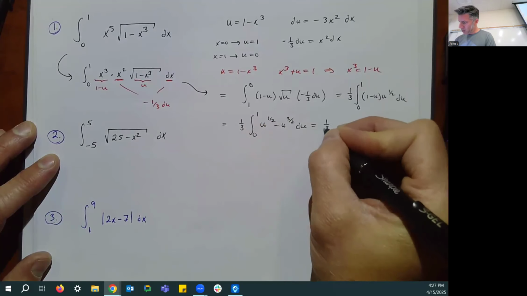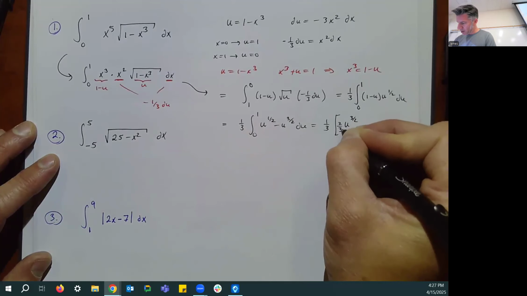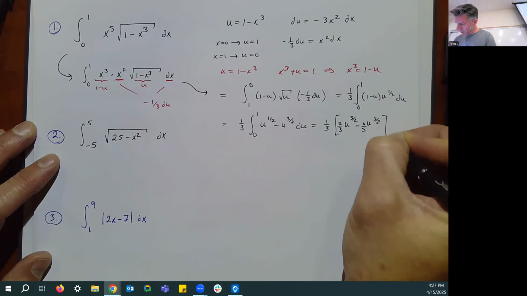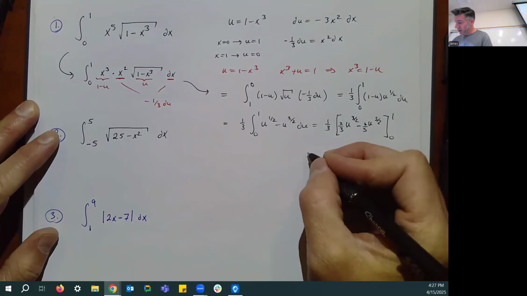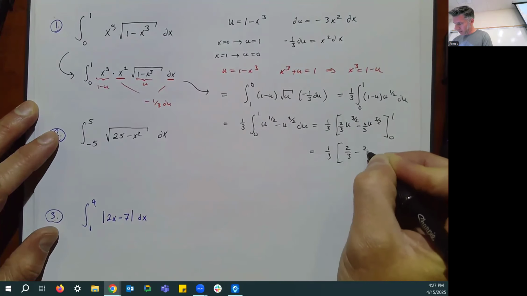Anti-differentiate, you get u to the 3/2 times 2/3 minus u to the 5/2 times 2/5 from 0 to 1, which are kind of the best limits of integration ever, because when you plug in 1 to something to a power, you just get the coefficient. When you plug in 0, you get nothing. So you're going to get 1/3 times 2/3 minus 2/5 minus 0 minus 0. There's my answer. Let's not do any more with that.